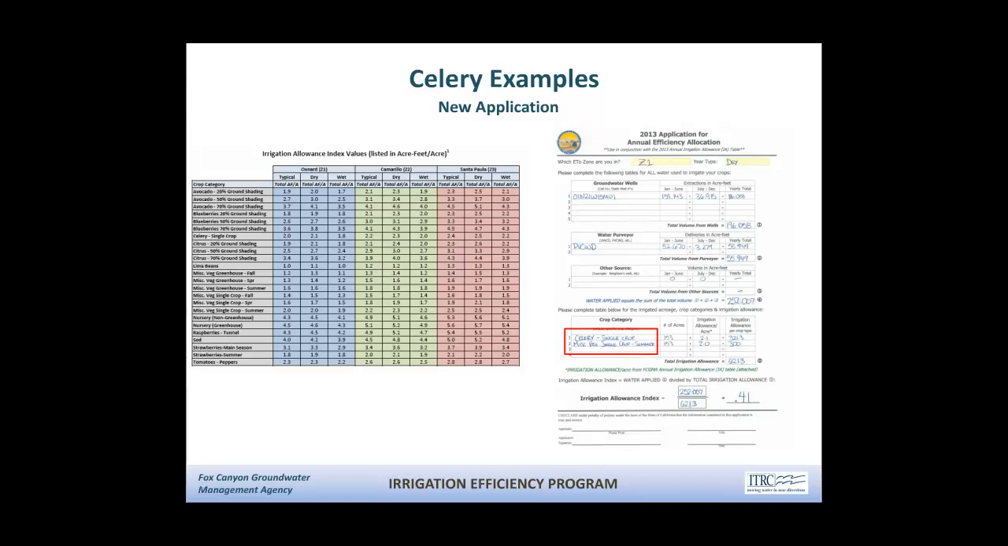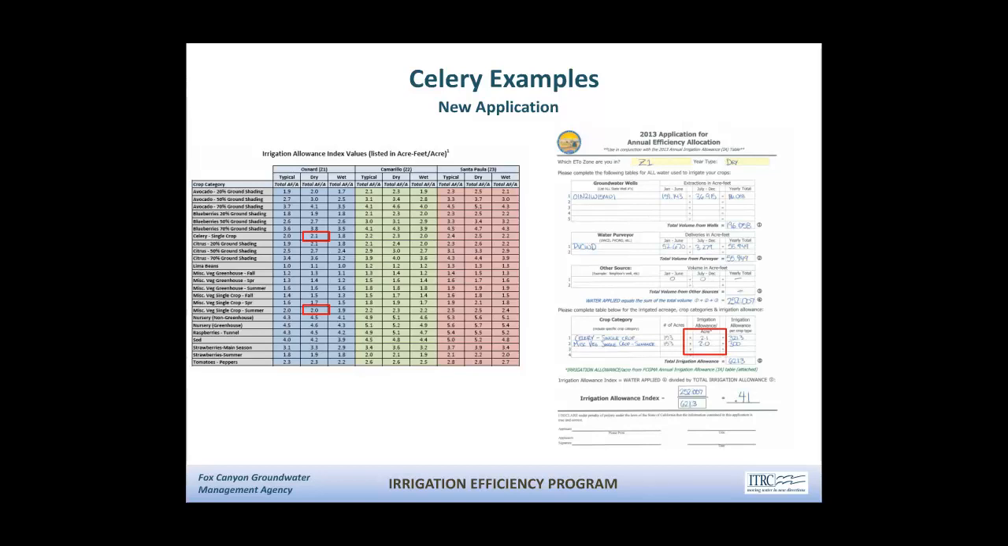This grower is located in Zone 1, and the precipitation year for 2009 was classified as a dry year. Therefore, the allocation value for that year was 2.1 acre-feet per acre for the celery and 2.0 acre-feet per acre for the summer strawberry crop, for a total allocation of 4.1 acre-feet per acre.